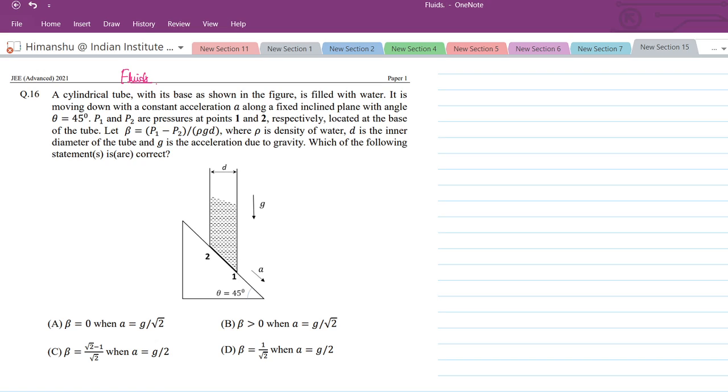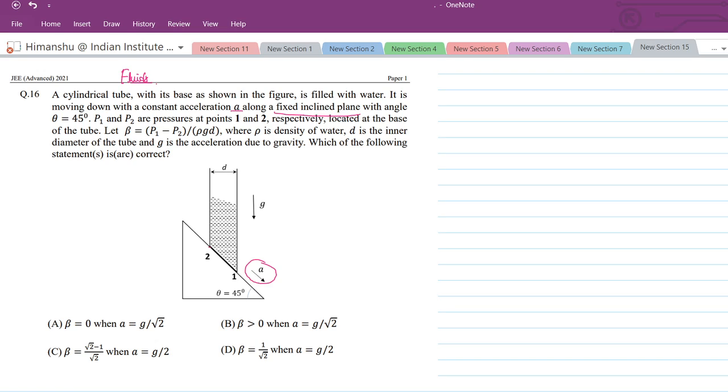In this question, we are given a cylindrical tube with its base, as shown in the figure, filled with water. It is moving down with a constant acceleration a along a fixed inclined plane at angle theta. So this is theta, and a is parallel to this inclined plane.